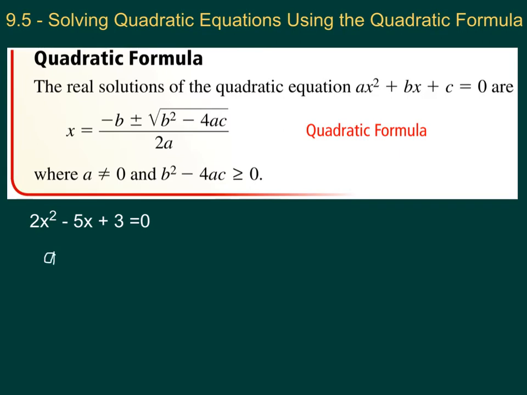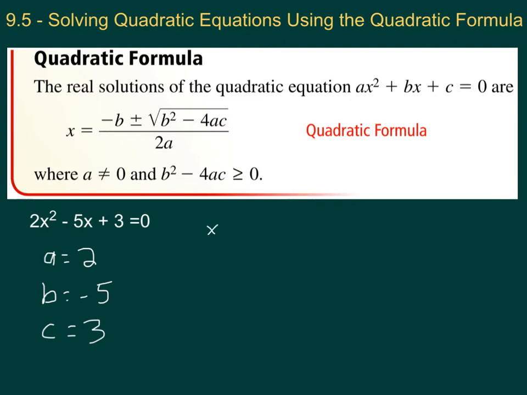So a is the coefficient of the x squared term, which is 2. b is the coefficient of the x term, which is negative 5. And c is just the constant, which is 3. Now we set that up because it equals 0. That's the key. We have to have it equal to 0 first. Now I just plug into my equation.